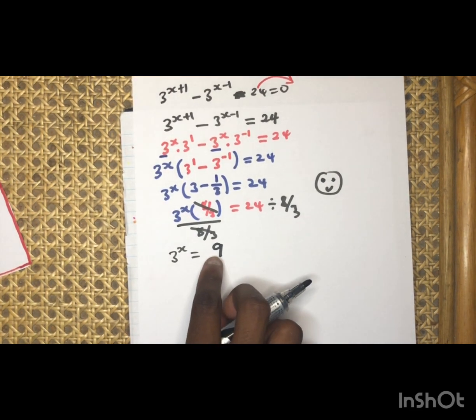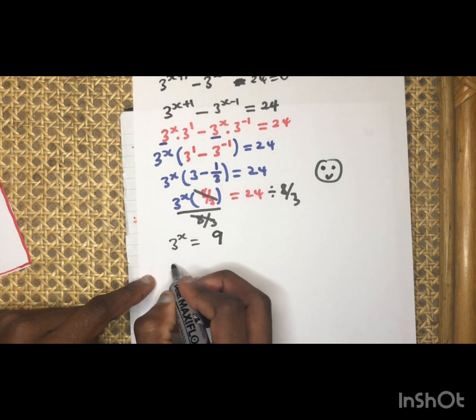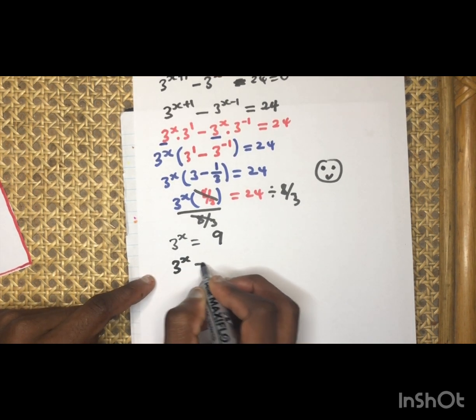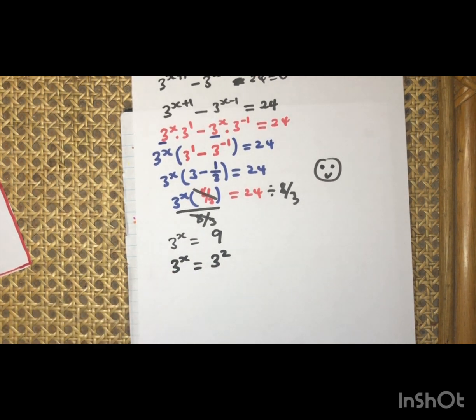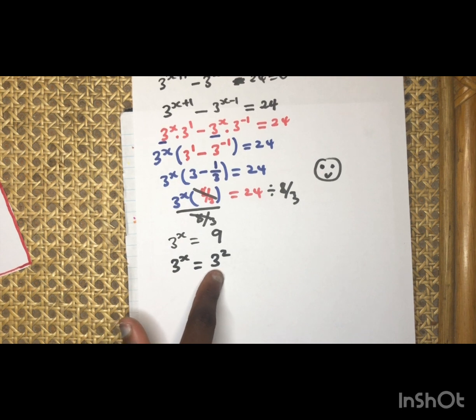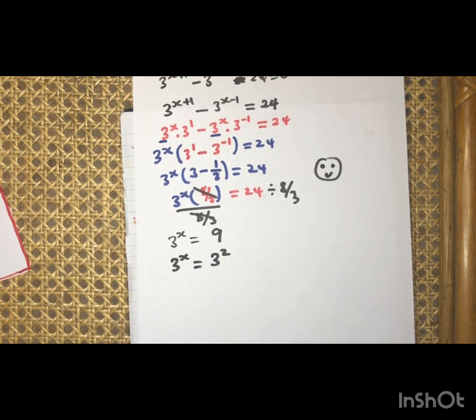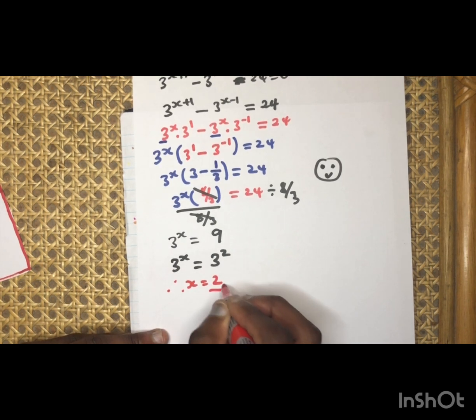So 9 is a composite number, good people. Now we have to change this one to a prime base. So now I will have 3 to the power x equals 3 to the power 2. Now the bases are the same because our aim was to have a single base here and a single base here. So now the bases are the same, so we can conclude that our x is equal to 2.